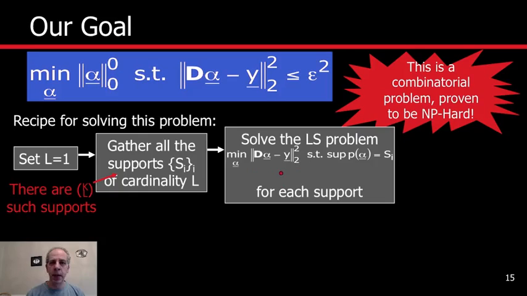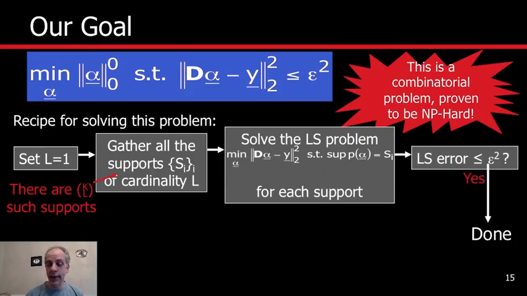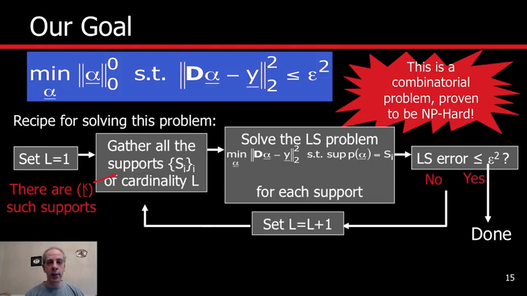There are many ways to solve it, but the basic idea is that we project the signal onto the atom that we have just selected. We try this for each one of those, and we see what's the error. If the error is less than what we want, then we're done. We pick the alpha that produced that small error. Now, if not, then we increase the support. So we have just tried with L equal 1. Now let's try with L equal 2.